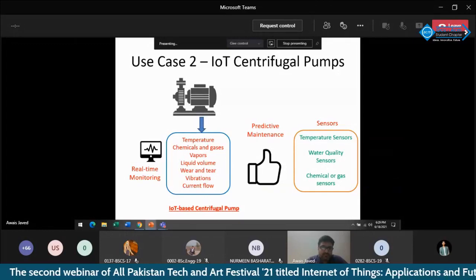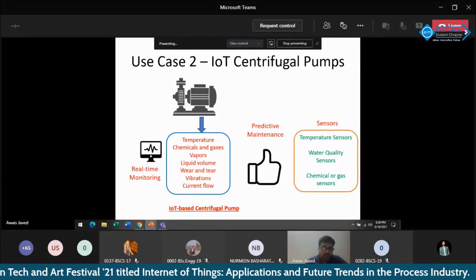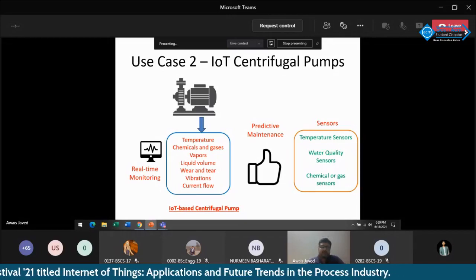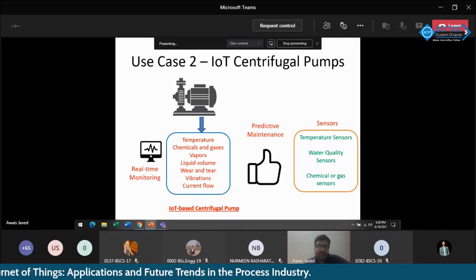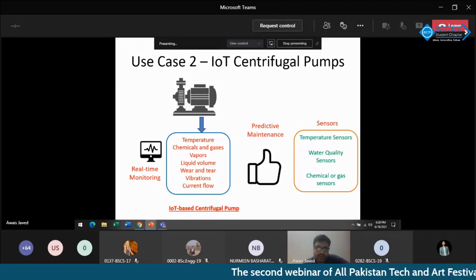Specifically, if the centrifugal pump is operating at a low fluid flow, this can heat up the centrifugal pump. This can be detected by a temperature sensor, and it can help to find the problem in the centrifugal pump with this temperature data.